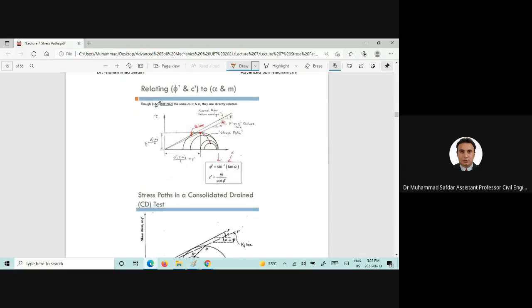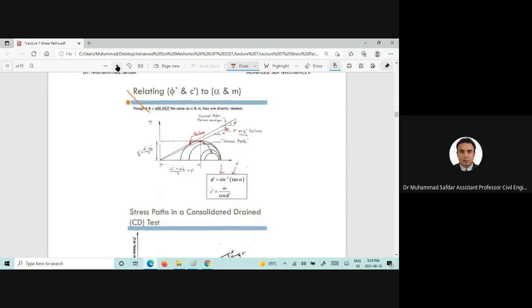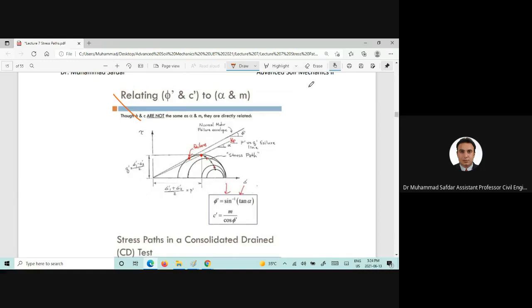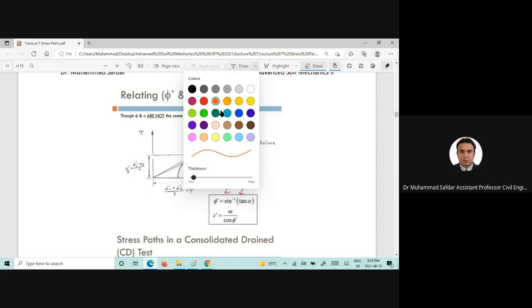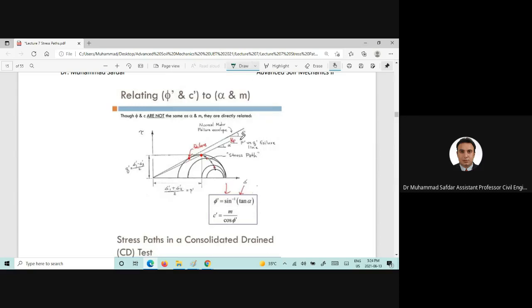Now, here it's shown how you can relate the stress path information with finding the shear strength parameters C prime and phi prime. For example, if you find alpha and M, you can find the effective friction angle and the effective cohesion.